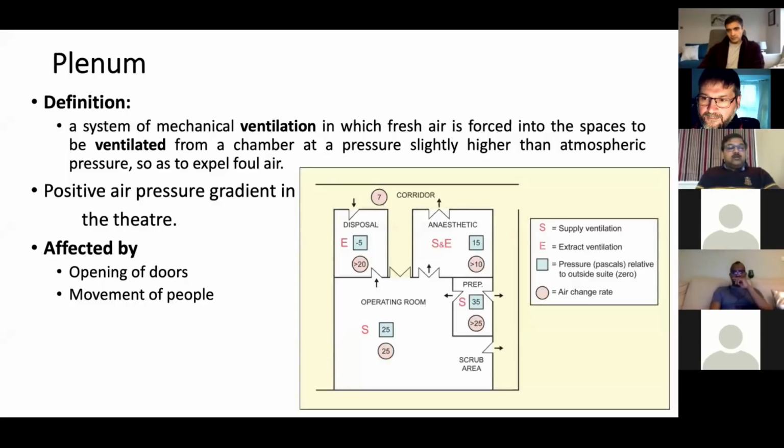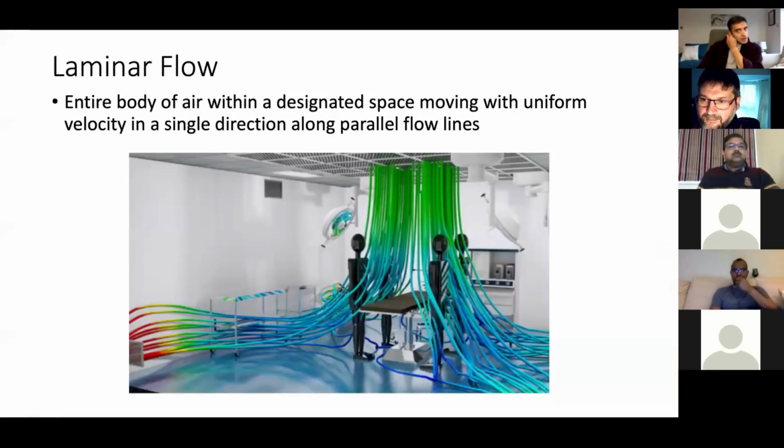Now, this positive pressure gradient is affected by the opening of the doors, and it also depends on the size of the doors which are open. So when bigger doors are open, the pressure gradient drops, and it can allow some mixing of the air.